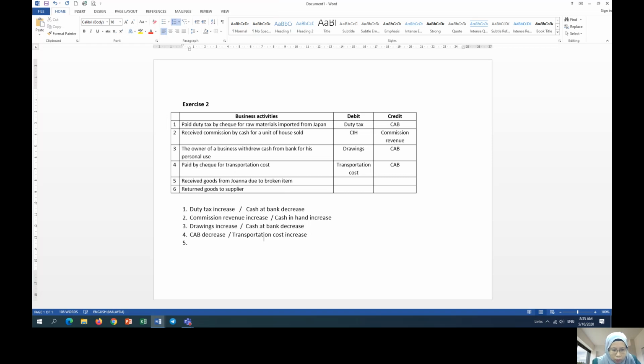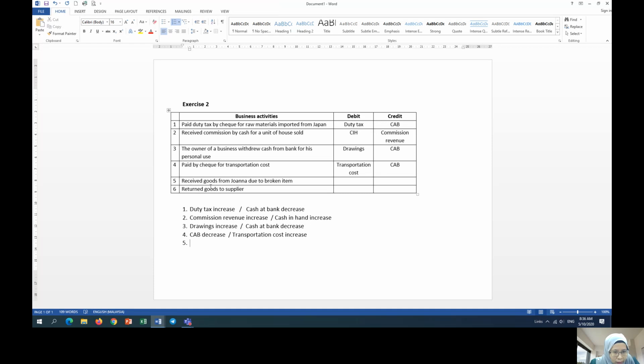And next we have fifth business activities. So it said here that we receive goods from Joanna due to a broken item. Okay, barang-barang telah dipulangkan oleh Joanna disebabkan oleh barang yang kita hantar kepada dia tu rosak. Jadi dipulangkan balik kepada kita. So berlaku pulangan. Pulangan terhadap barang-barang.